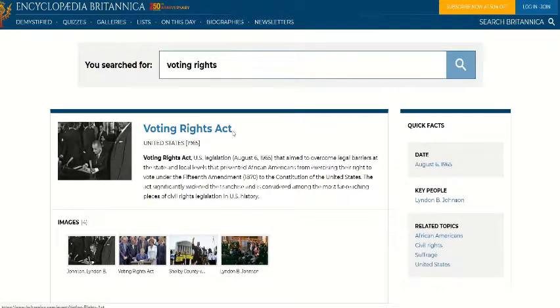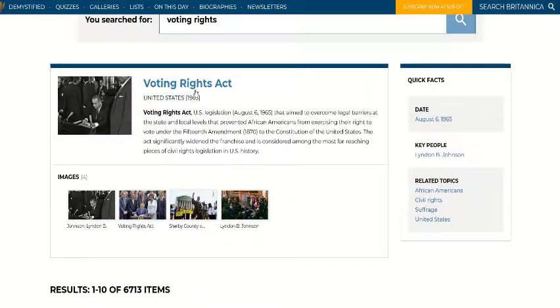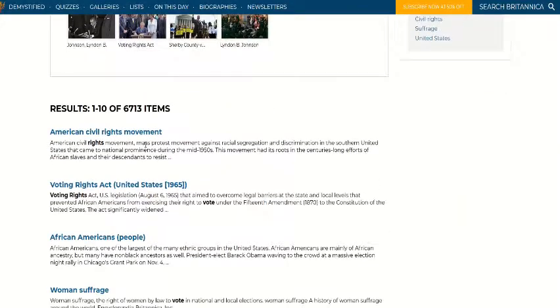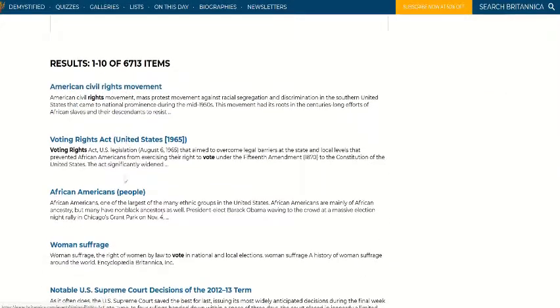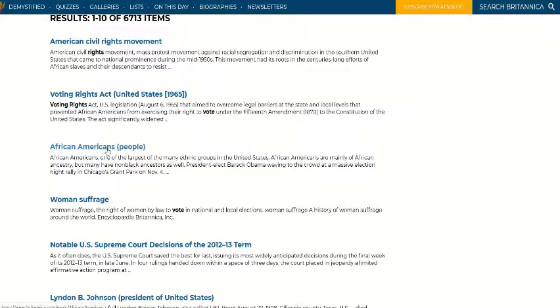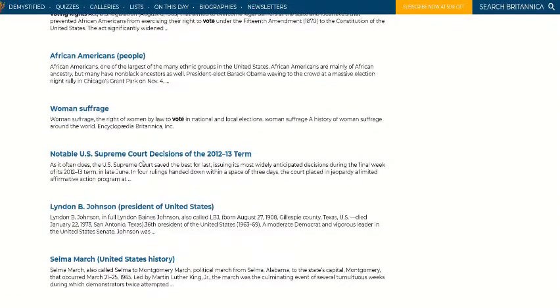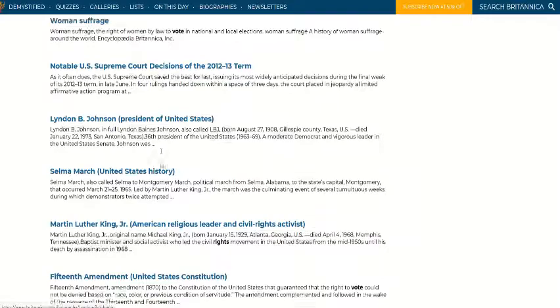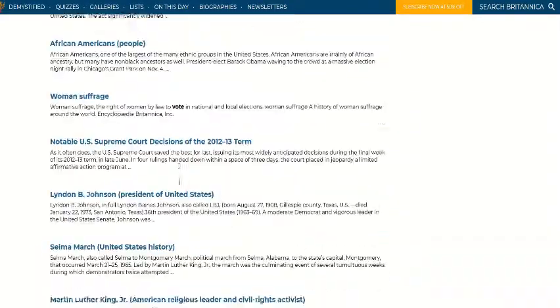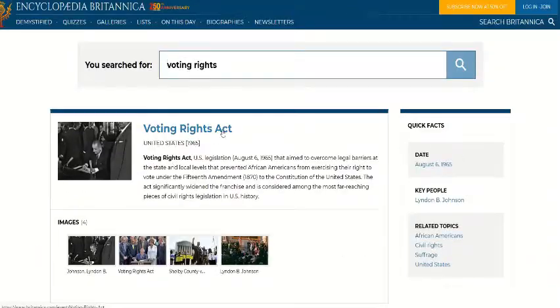We can see we got a lot of different sources. Already some specific topics that we might want to research. The Voting Rights Act, U.S. legislation, August 1965. American Civil Rights Movement. There's topics about voting in African Americans, women's suffrage, notable U.S. Supreme Court decisions, LBJ. So we are starting to see there's a pretty wide variety of topics that start to appear when we begin to search for voting rights in the Encyclopedia Britannica.